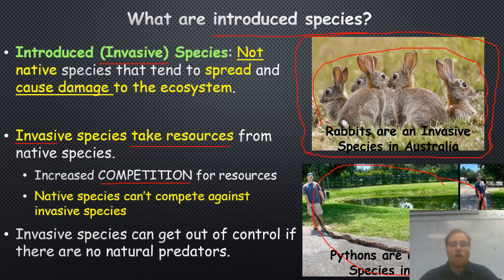Invasive species, when they become a problem, are usually ones that have no natural predators or that reproduce really quickly. They're just generally very bad for the environment, and humans are doing a lot to be able to control them.